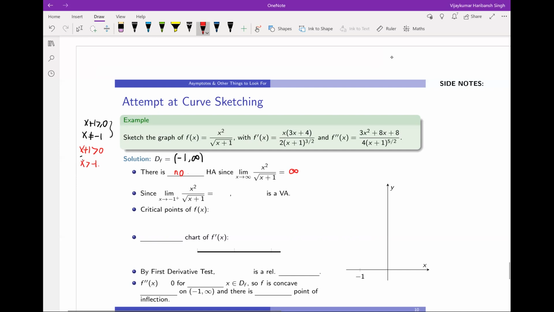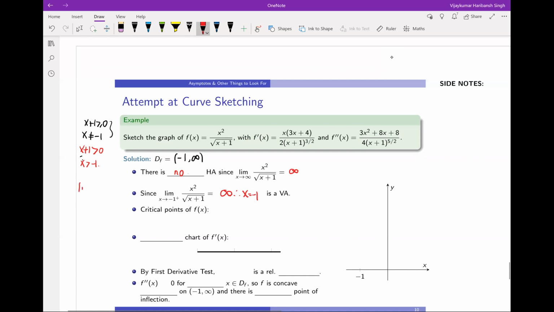Now the denominator is becoming 0 at minus 1. So let's investigate if it has a vertical asymptote at x equals minus 1. We'll choose to go from either side. So let's go x goes to minus 1 plus. As x goes to minus 1 plus, you will see that the top will be fixed at 1, but the denominator is getting smaller and smaller with a positive sign. So this is going to be plus infinity. Right? So therefore, x equals minus 1 is a vertical asymptote.